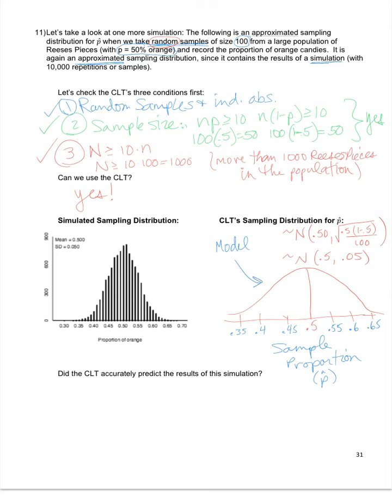All right, so let's see, how did we do? Let's check the center. The model predicts the center to be at 0.5. It looks like it did a good job of predicting the middle. That looks like about where our peak is in this distribution. It looks like it goes from 0.35 to 0.65 according to our model. So I would say it looks like it starts roughly at 0.35 and ends right around 0.65. There might be 1 or 2 below or above that. And then the shape is also accurate. We've got a normal mound-shaped symmetrical distribution here. All right, so did the central limit theorem accurately predict the results of the simulation? We're going to say yes.